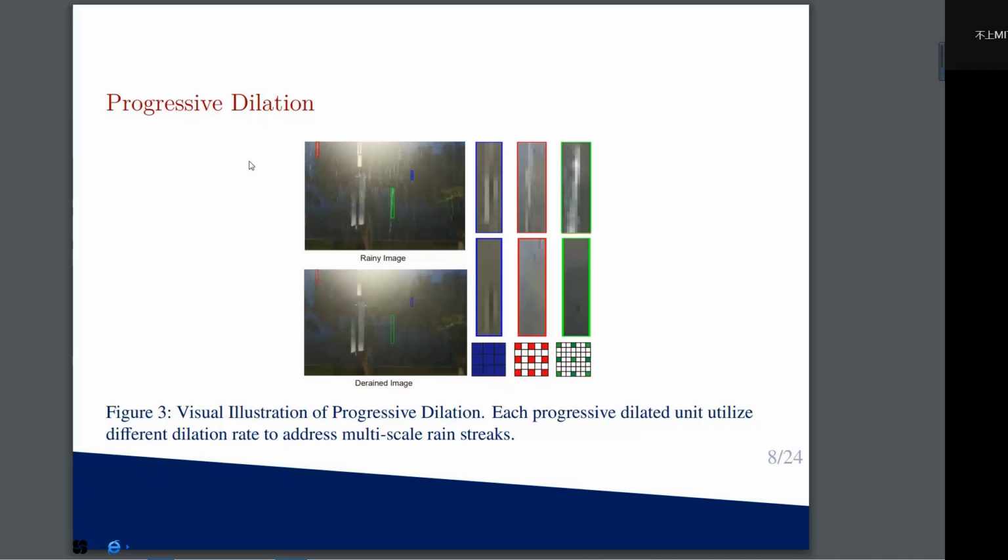Here's a visual demonstration for progressive dilation. We can see from this figure, we use blue, red, and green to represent different dilation rates. We can see from the deraining performance that each progressive dilation unit can successfully utilize different dilation rates to address multi-scale rain streaks in one image.